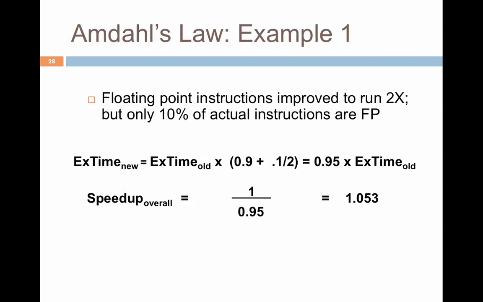Right? So it's 0.95 into execution time old. So the overall speed up is 1 by 0.95, which is 1.053. Okay. Here is another example.